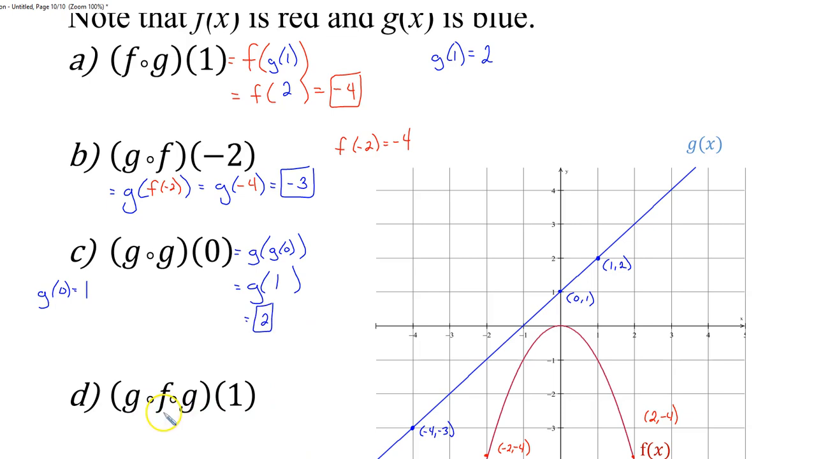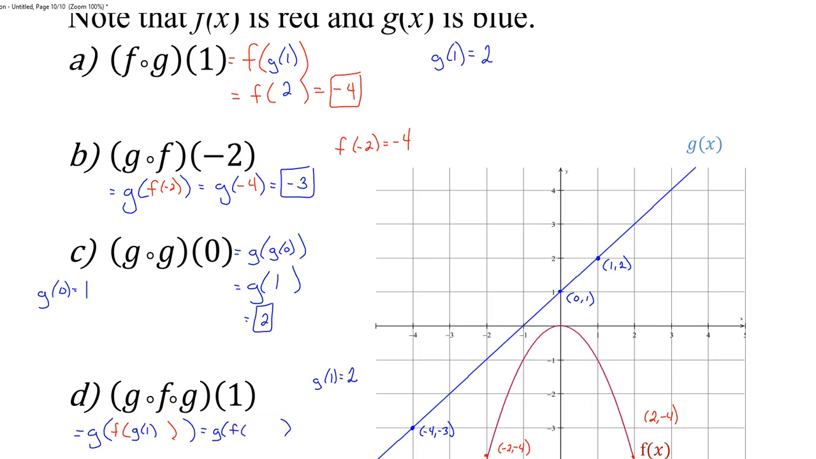Now finally, this is a three-part composition. We work inside out just like order of operations. So I'm going to do this as g of, and we'll kind of do this as an embedded function, f of, and then we'll go back to g of 1. So we start by finding g of 1, which we already know has a value of 2. So this is going to become g of f.